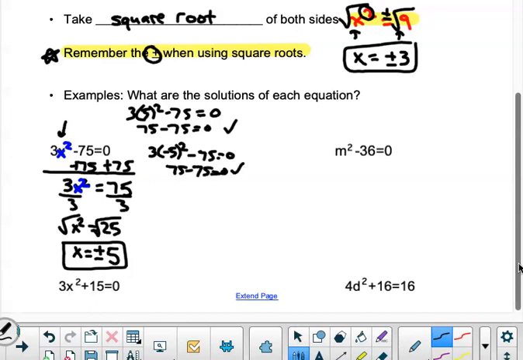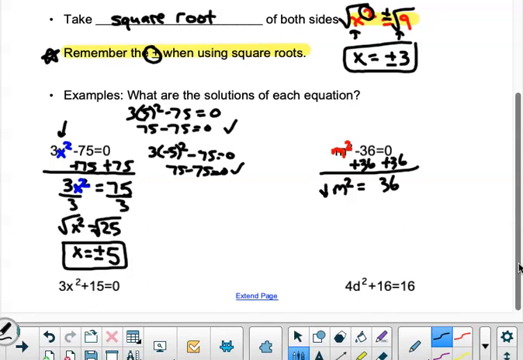So you should be able to kind of check your work here. But we have plus or minus 5. All right, over here, the one that I want to get all alone is just the m squared. There's nothing in front of it this time. What I need to do is move the negative 36 over by adding both sides by 36. Then I'll have the m squared alone, just like I want it.